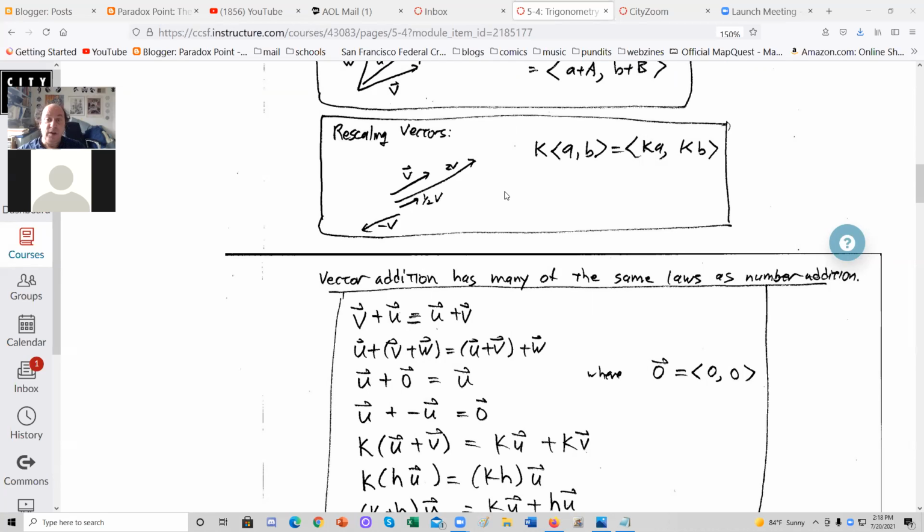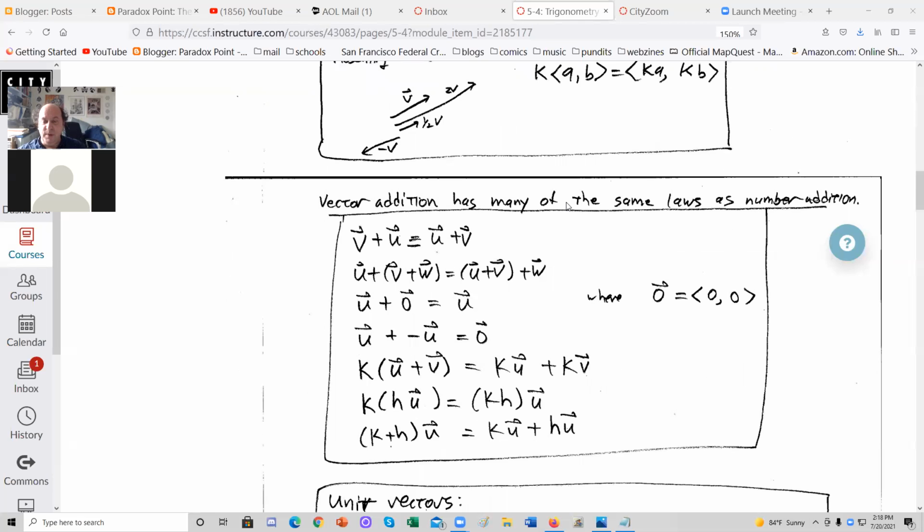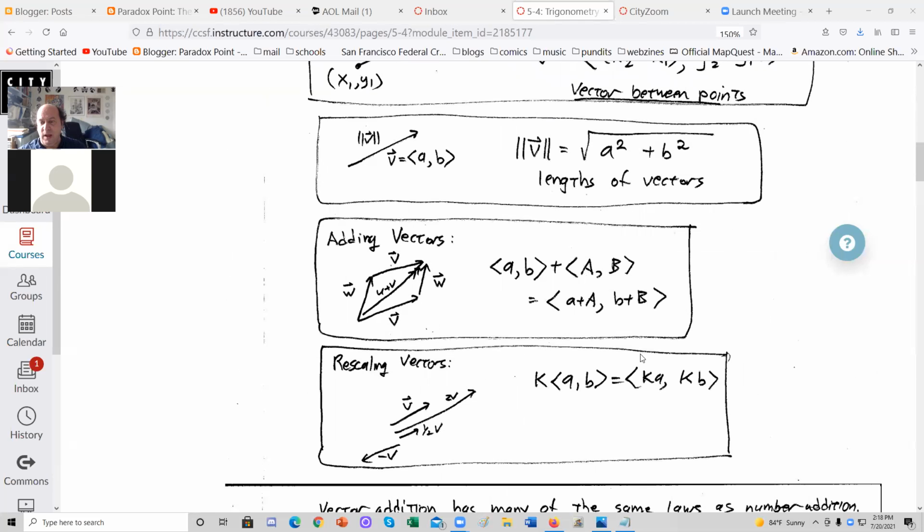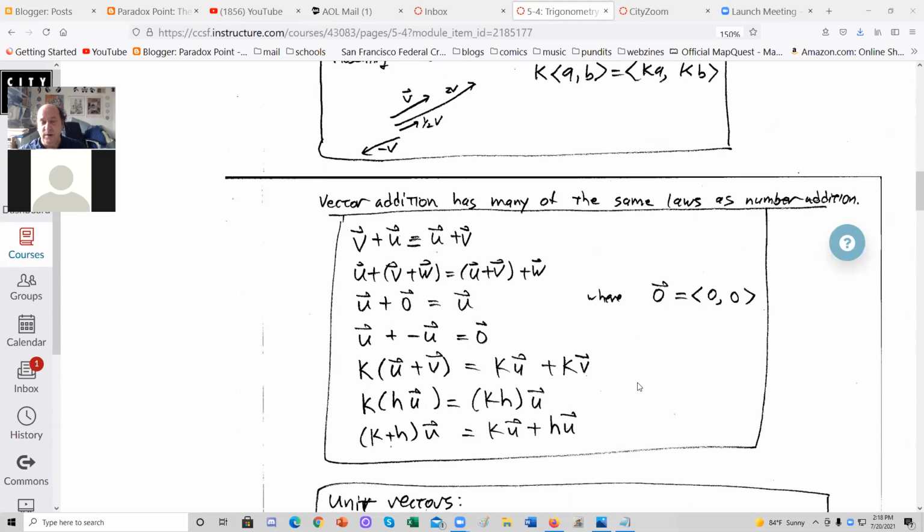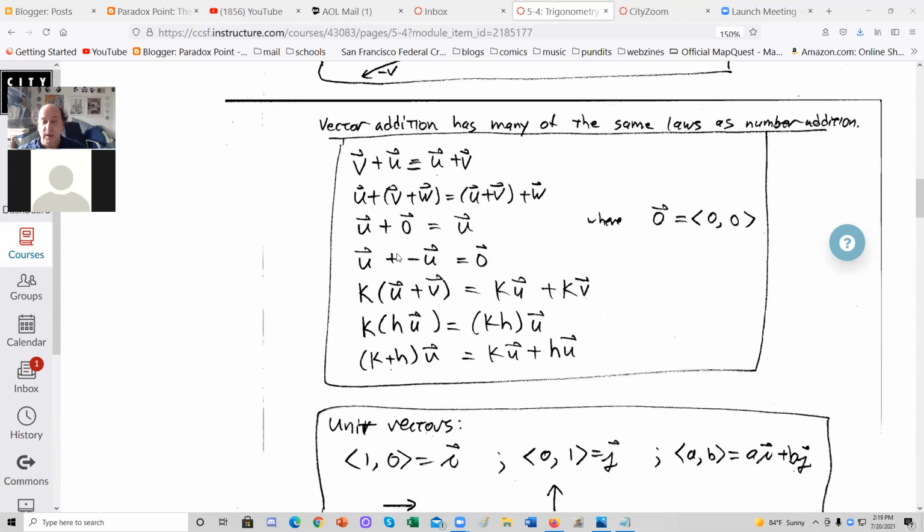In particular, the zero vector, 0 by 0, is a vector which doesn't move at all. It's a point. Now, this looks a lot like ordinary addition, and it acts like ordinary addition in many ways. For example, u plus v is v plus u. It's commutative. It's associative: u plus v plus w is u plus v plus w. It has 0 for an identity: u plus 0 equals u, where the zero vector has components 0 by 0.